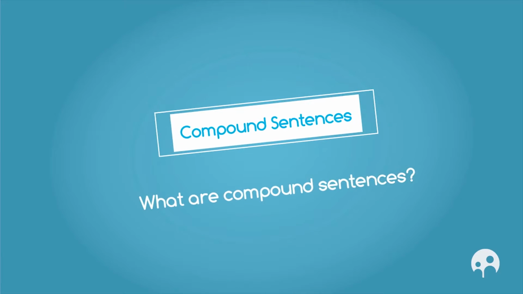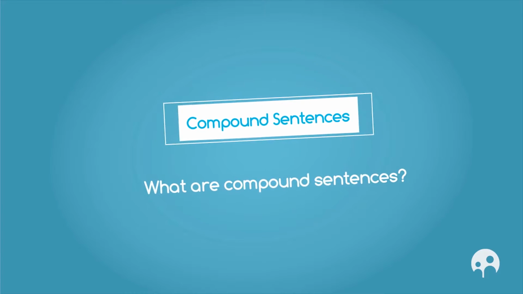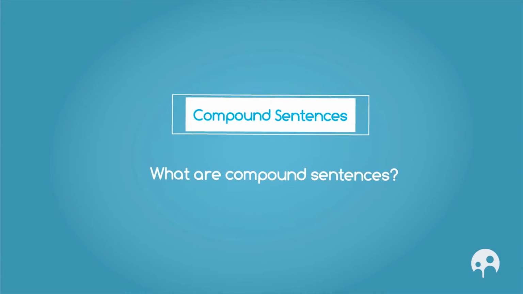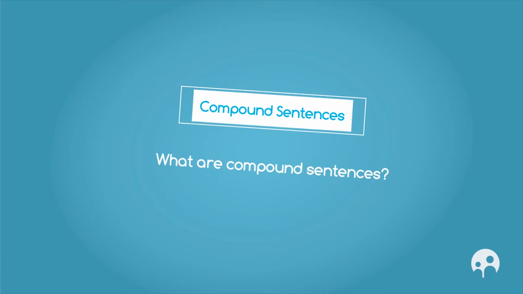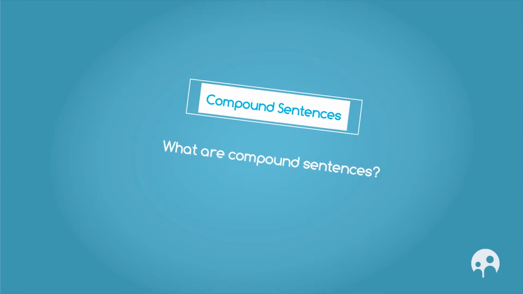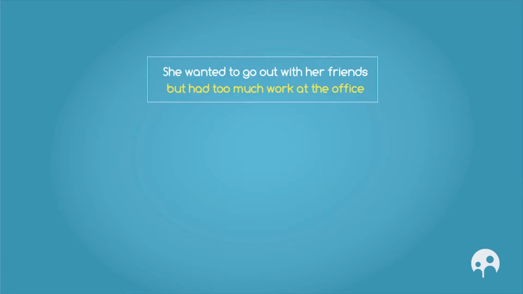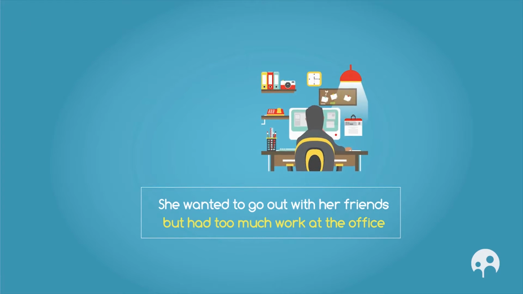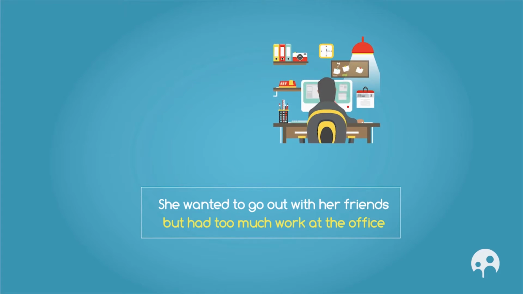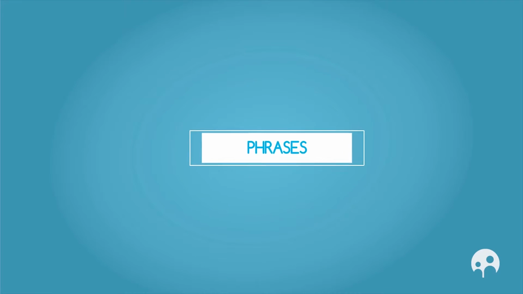What are compound sentences? Compound sentences are sentences that are made up of two or more clauses, usually one main clause and one subordinate clause. Here's an example of a compound sentence. She wanted to go out with her friends but had too much work at the office. Let's move on to phrases.